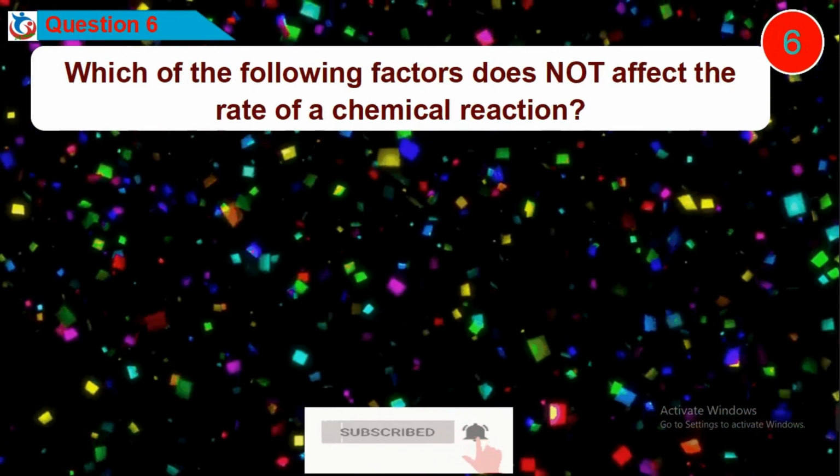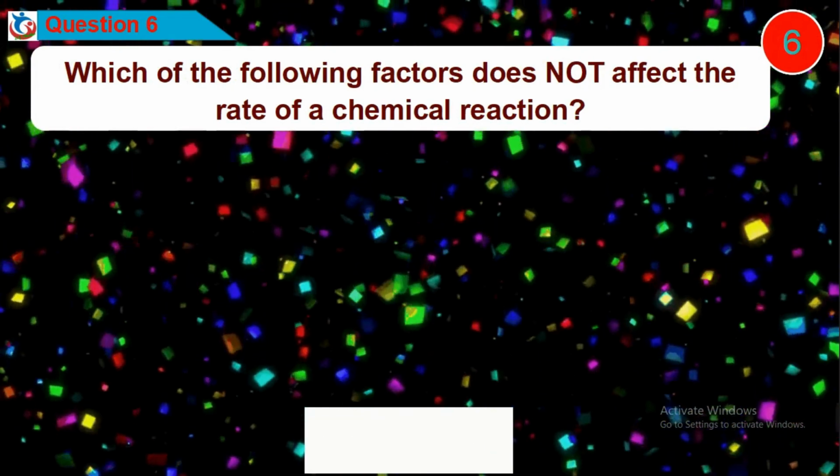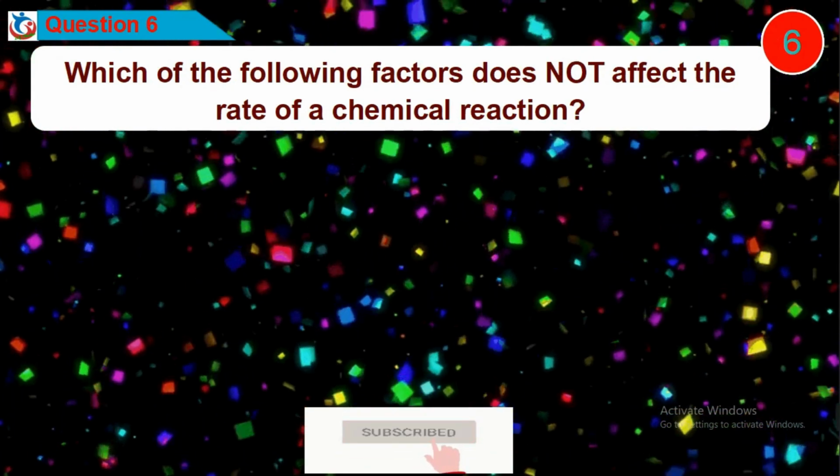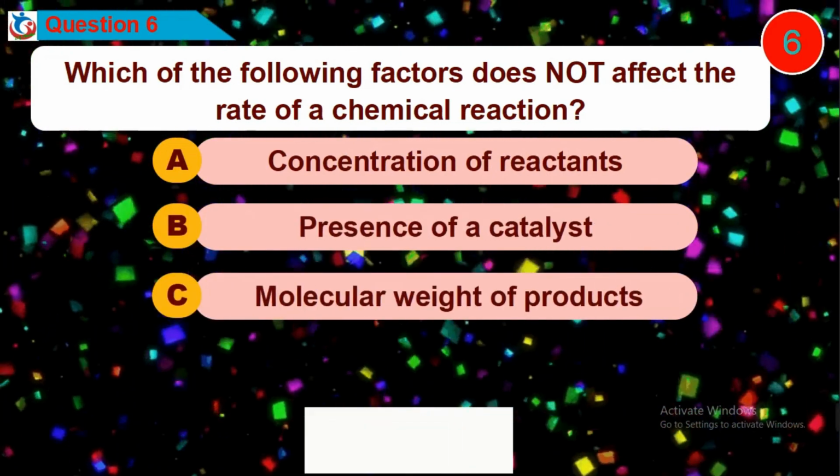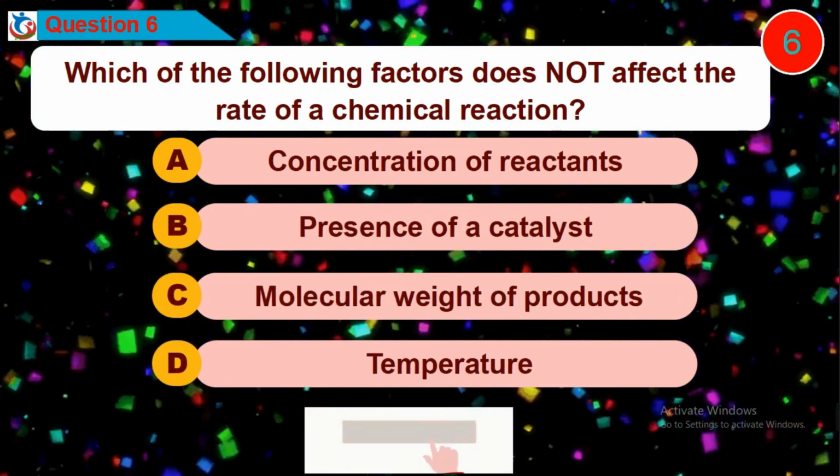Question 6. Which of the following factors does not affect the rate of a chemical reaction? Is it option A, B, C, or D?